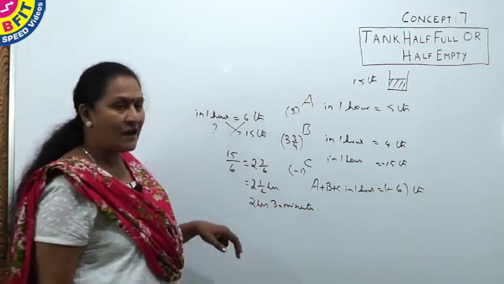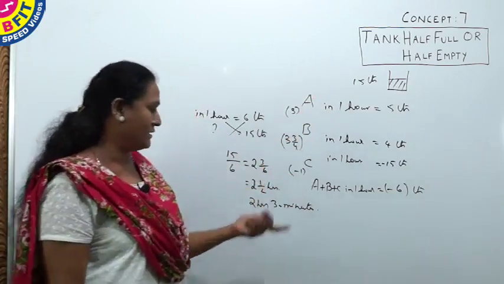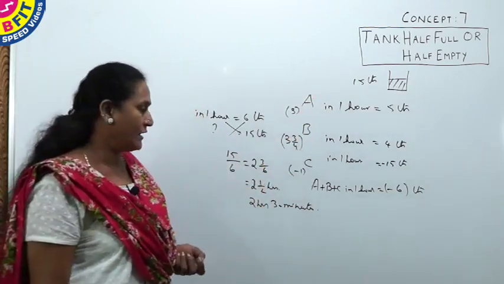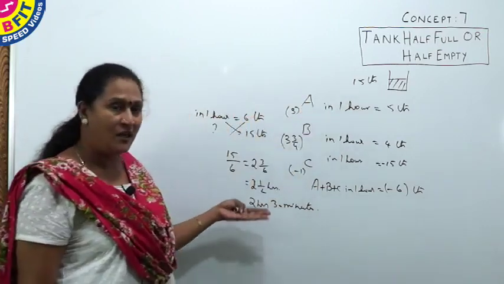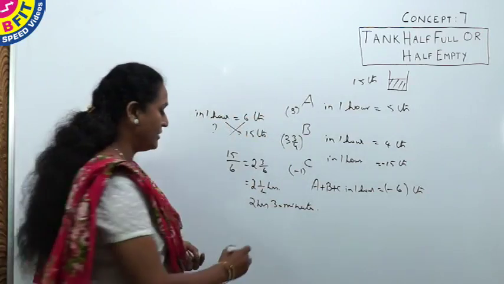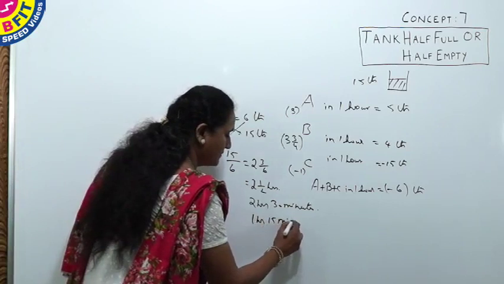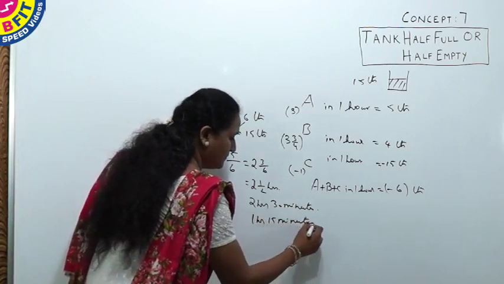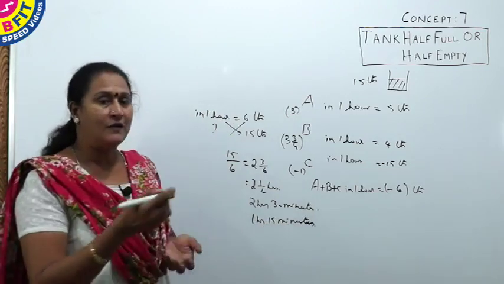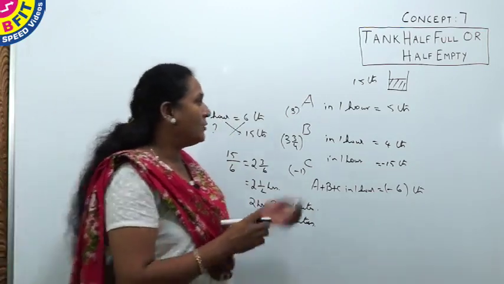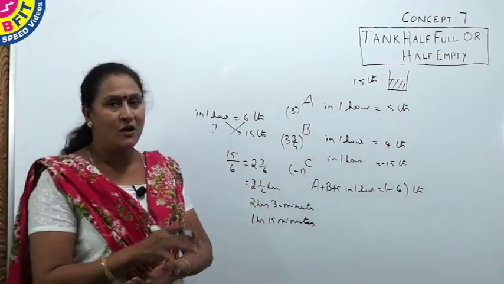So now the half tank is full already, not the full tank. For the full tank they need 2 hours and 30 minutes, and we need to find the time taken to empty half of the tank. So for half of the tank it will be half of the time taken. So it is 1 hour and 15 minutes, the answer. Using the same LCM concept, we have found the time taken by all the 3 taps to empty half of the tank also. It is very simple, not tedious working.